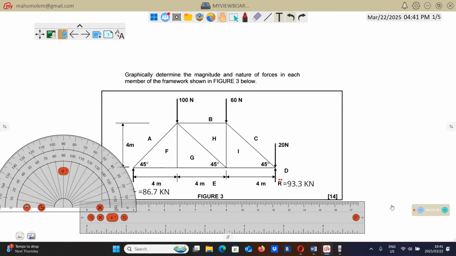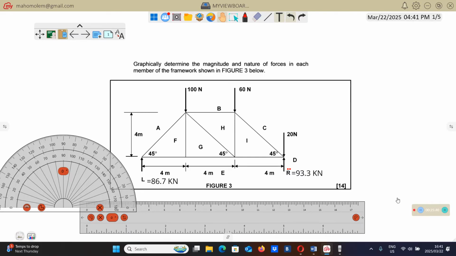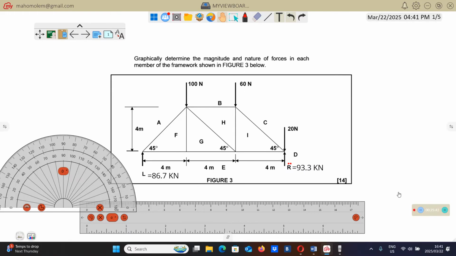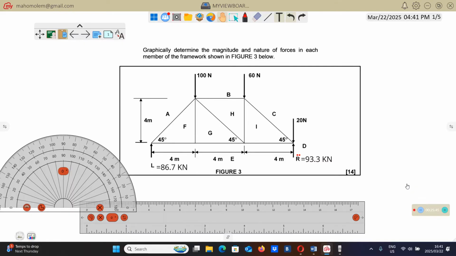Let's see the question. Graphically determine the magnitude and nature of forces in each member. So we're going to find the forces in each member, and then we have to find the nature as well. The nature means we have to find whether that particular member is going to be under compression or under tension. With this kind of loading, we have to find whether these members will be under tension or under compression.